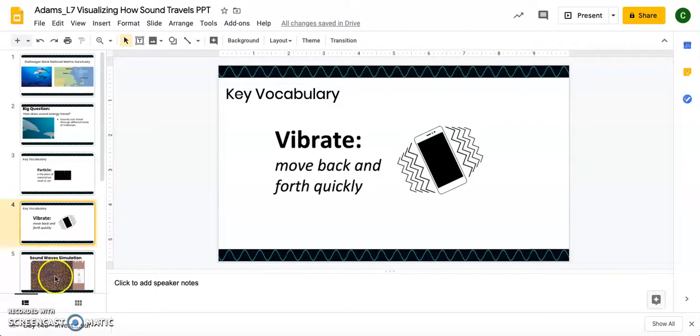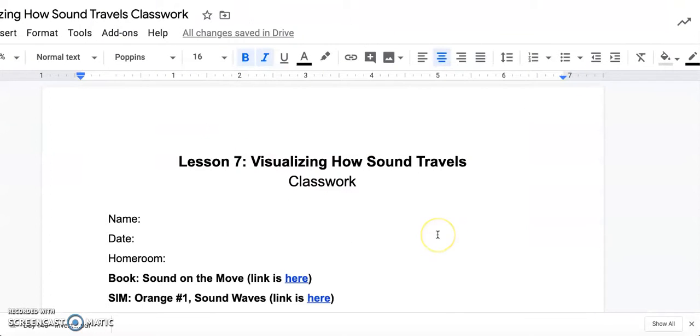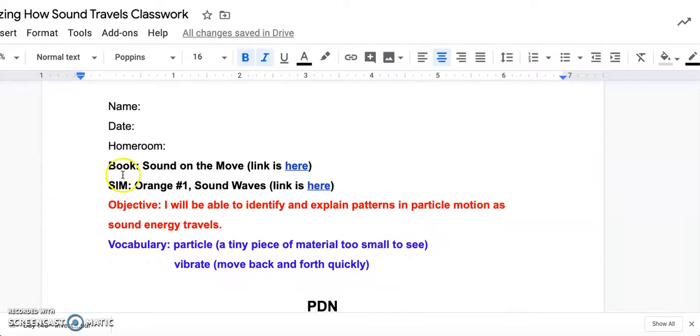I want us to get into our classwork before we actually log into our simulation so we know what we're doing when we get into the simulation. Here's our classwork. As usual, you have all your resources here in black. You have your book, Sound on the Move, which we're going to get to after our simulation. You have your sim. This is how you access the sim. You are going to click this link here.